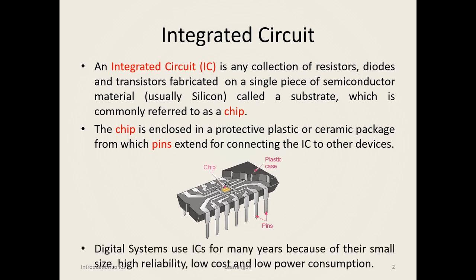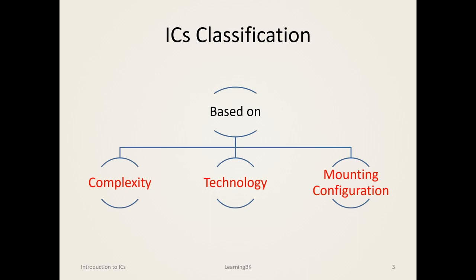Digital systems rely on these ICs, and that is what has really accelerated the growth of all the digital world we see around us. ICs can be classified based on a number of parameters like complexity, the technology of the transistor being used, and the way these ICs are made part of a bigger circuit. We are now going to look at these classifications in more detail.